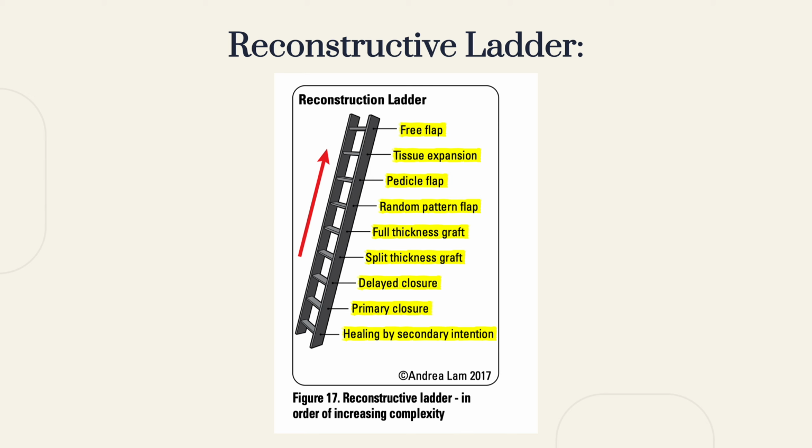But generally, we start with healing by secondary intention, then primary closure, then delayed closure, which is also known as delayed primary closure or tertiary healing. And then you have the split and full thickness grafts, then the random and pedicled flaps, then tissue expansion, and then finally the free flap.